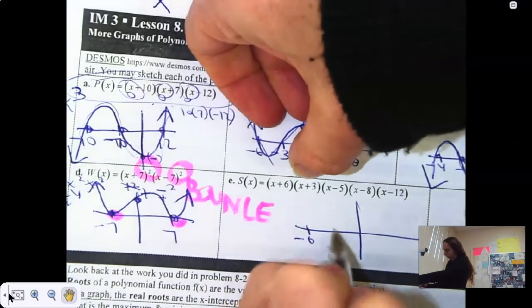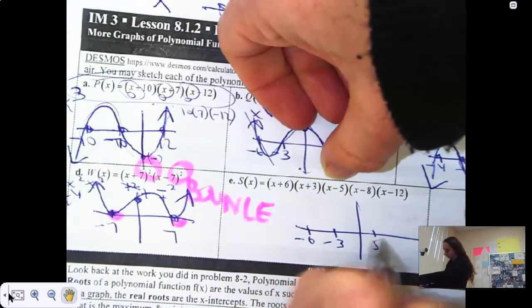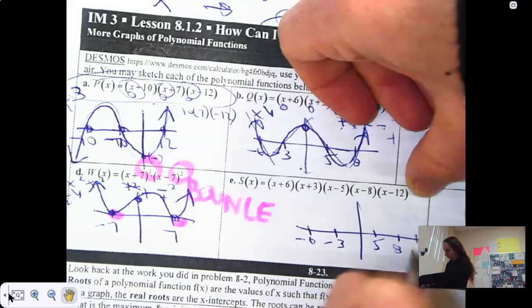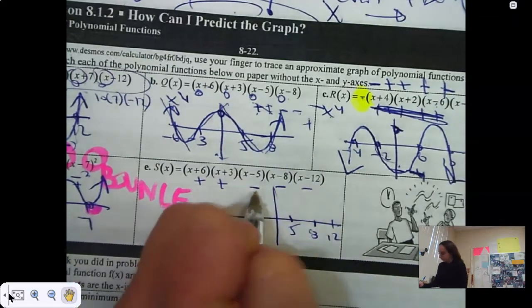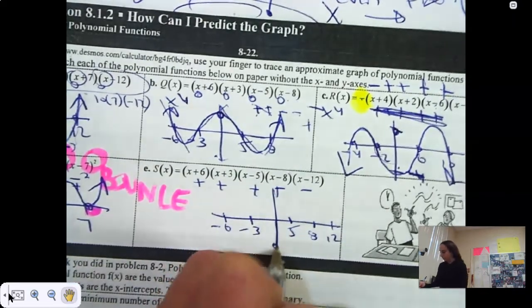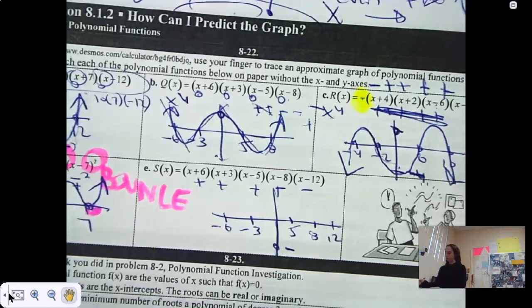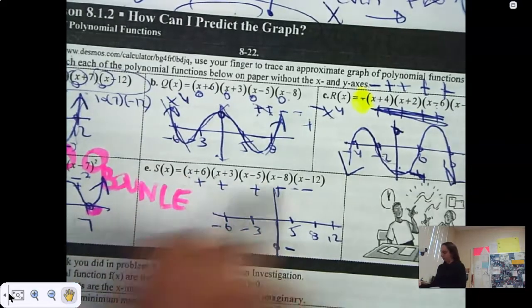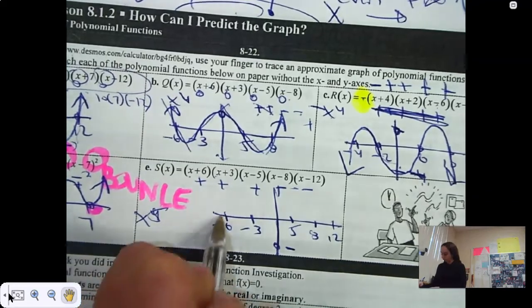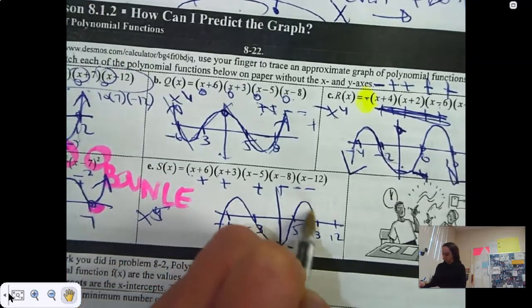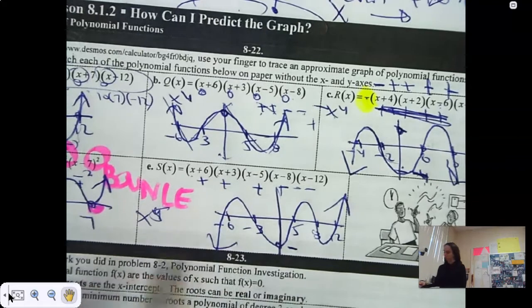-6, -3, 5, 8, 12. Do we have any bouncing? No. This is positive, positive, negative, negative, negative. Two negatives make a positive, so my y-intercept is negative. Okay, 1, 2, 3, 4, 5. X to the 5th power reminds me of a line. It starts down here. Go through, go through, go through, go through, go through.